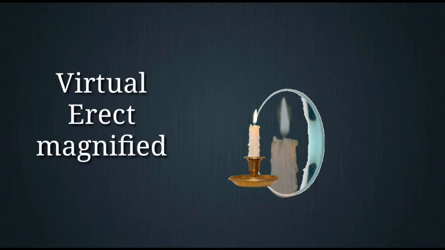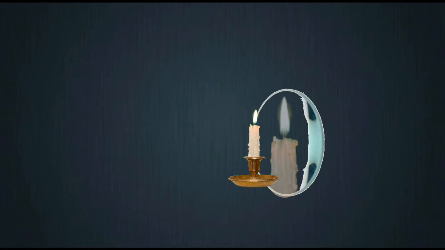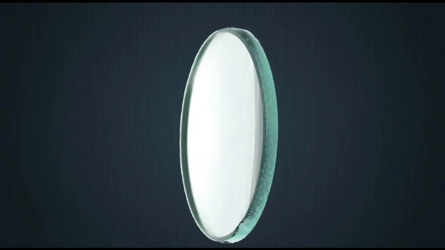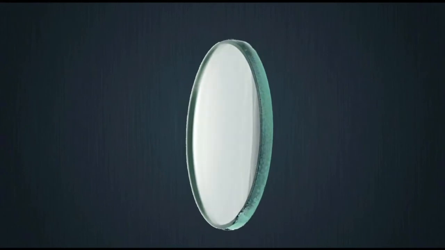So as you can see, the image formed by the convex lens depends on the distance of the object from the convex lens. It is the same as the concave mirror. For the concave mirror also we have seen that the image formed by the concave mirror depends on the distance between the object and the concave mirror.